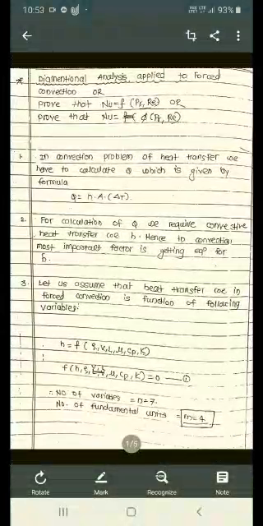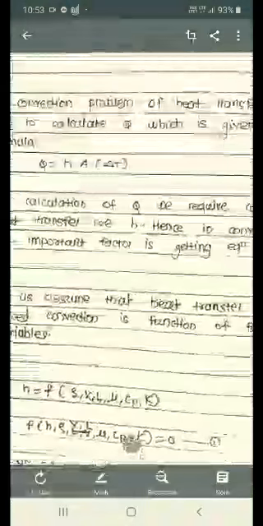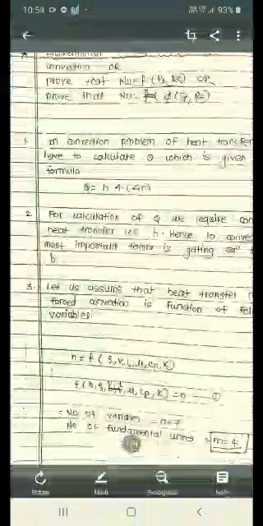So h is a function of rho, V, L, mu, Cp, K. So f of h, rho, V, L, mu, Cp, k is equal to 0. So this is equation number 1.